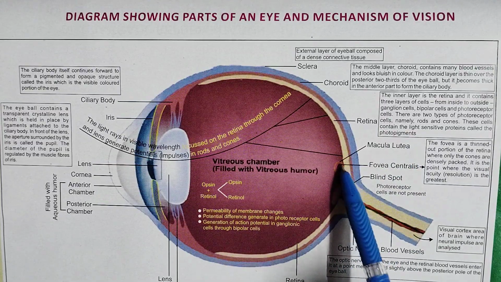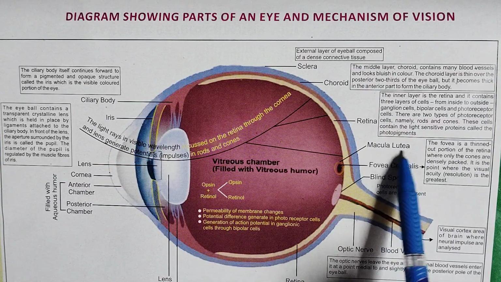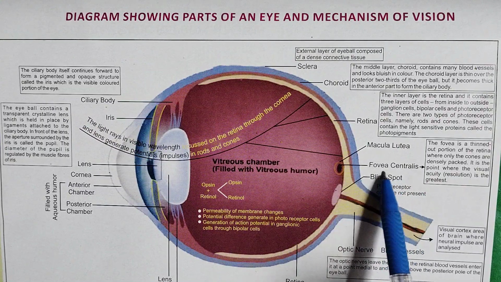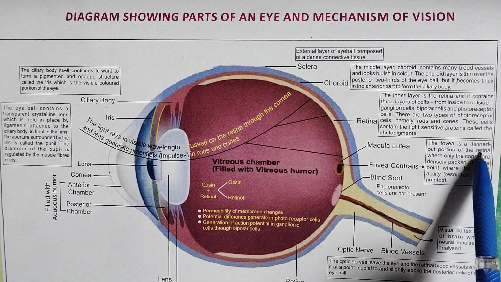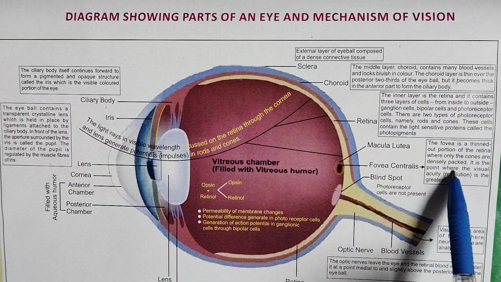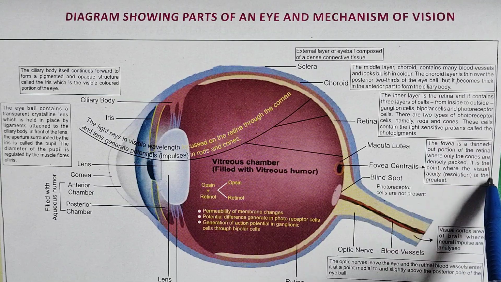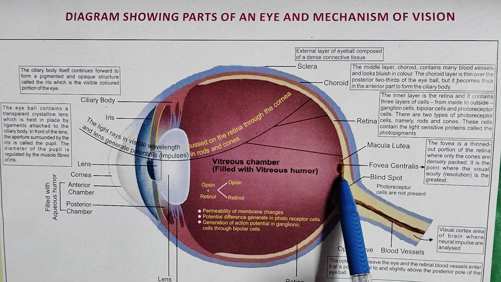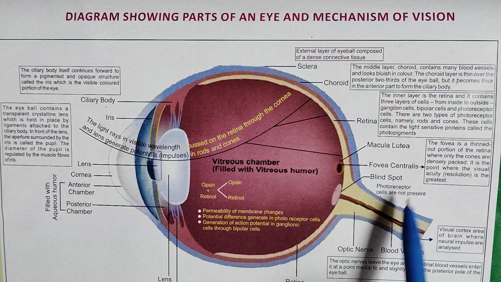There is a small portion behind the lens, and this is called macula lutea and fovea centralis. So what is the fovea centralis? The fovea is a thinned out portion of the retina where only the cones are densely packed. It is the point where visual acuity is the greatest. So cone cells are maximum at the fovea centralis.